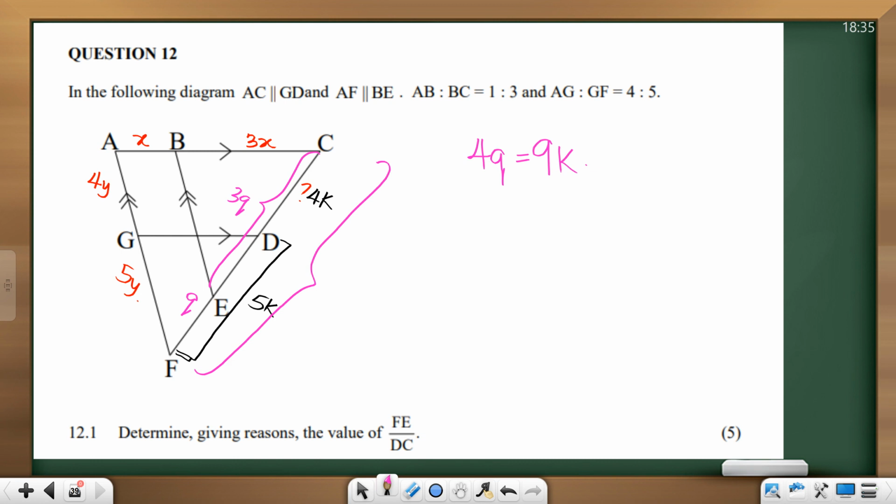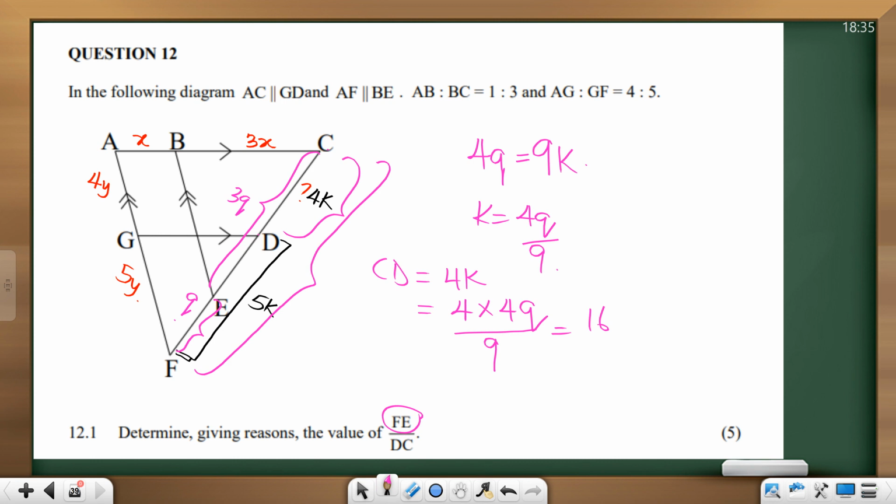Now I can write the K in terms of the Q, or I can write the Q in terms of the K. Hold on, what am I looking for? FE, right? FE is already written as Q. Can I go and write CD in terms of Q? To do that, I'm going to look for K. Can we divide both sides by 9? What is K? K is 4Q over 9. Now, what is my CD, by the way? 4K. Instead of writing that, can I say 4 times 4Q over 9? That gives me 16 over 9 Q.